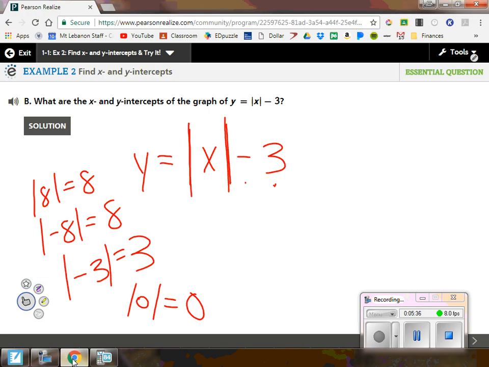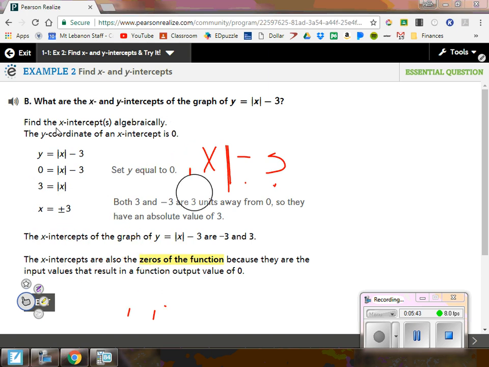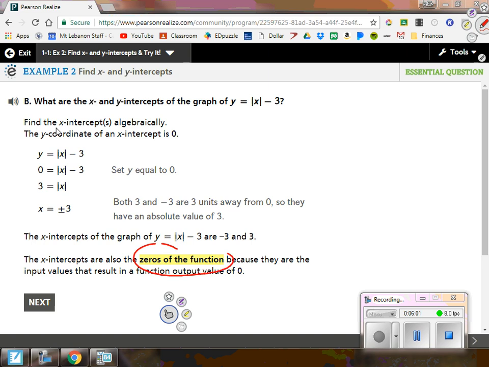Let's double check. Right here, let's check the solution. Get rid of all this ink. They solved for the x and y intercepts using algebra instead of using the graph. You can see here that they set y equal to 0 and they solved for x. That's how they found their x-intercepts, also known as the zeros of the function, because those are the numbers you put in for x that are going to make y equal 0. And we have the y-intercept at the bottom.